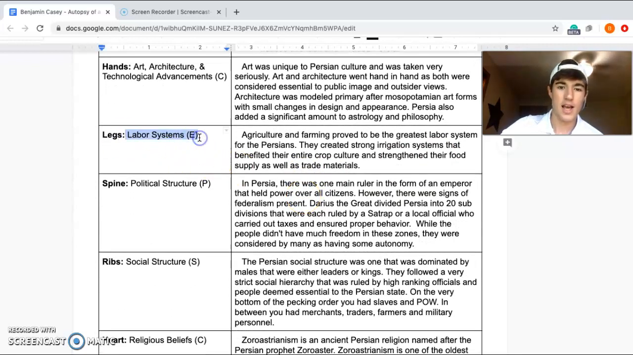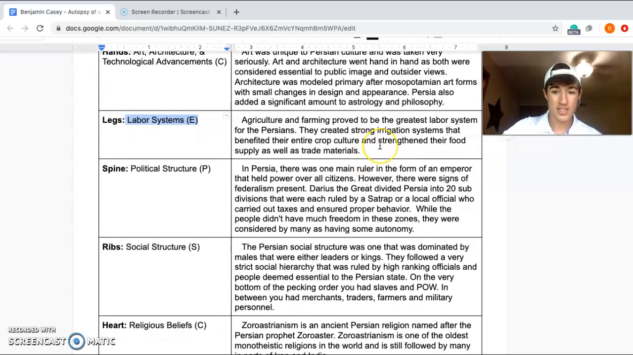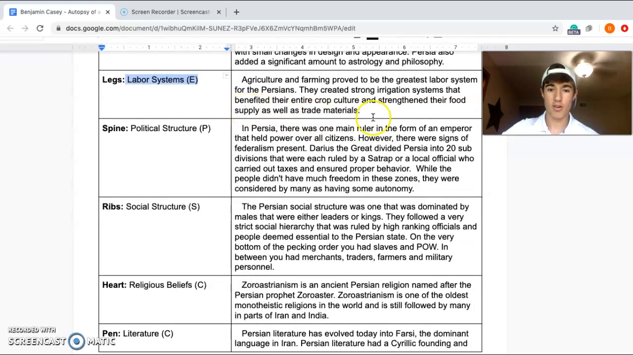Labor systems. Agriculture and farming were obviously the greatest labor system for the Persians. They made strong irrigation systems. Crop culture was strong. They had many slaves working the yards and fields. So, a little backlash on Persia there. But other than that, they had strong trade. They traded raw materials, copper, lead, stone, gold, etc.